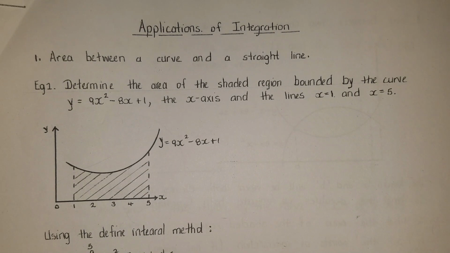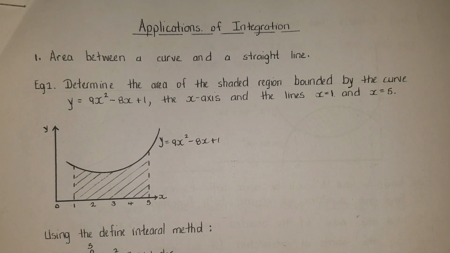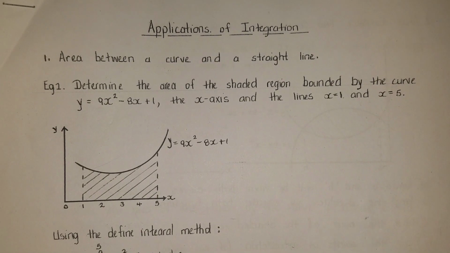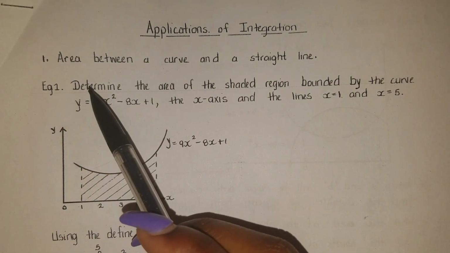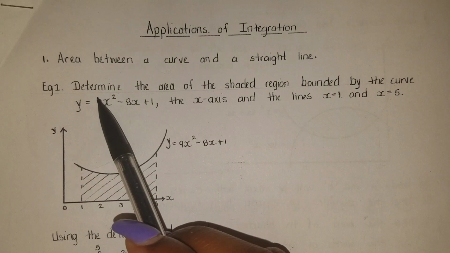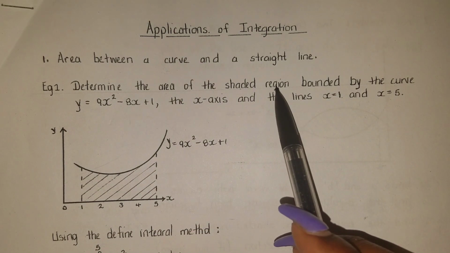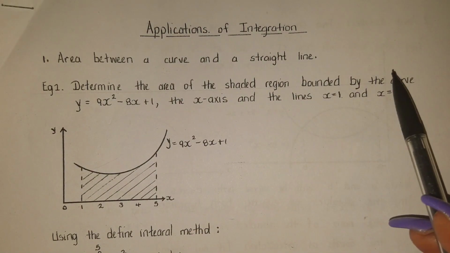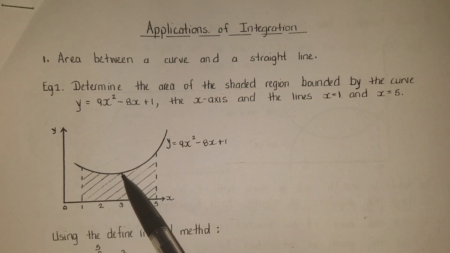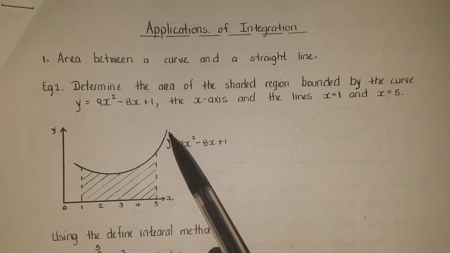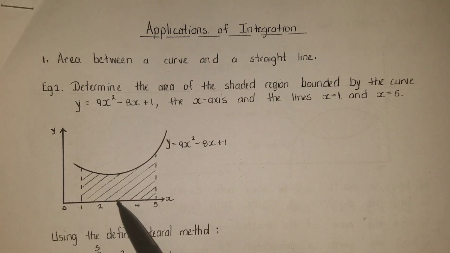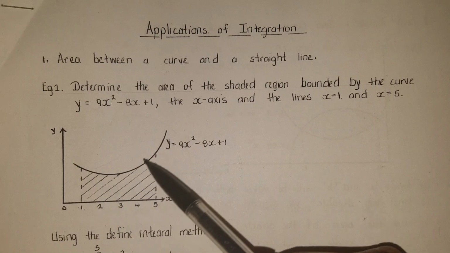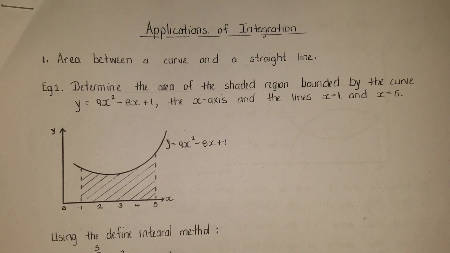Let's just look at an example to see what I mean. First example says, determine the area of the shaded region bounded by the curve y equals 9x squared minus 8x plus 1, the x-axis, and the lines x equal 1 and x equal 5.